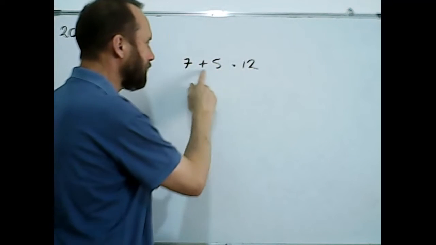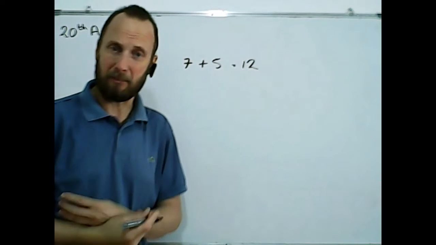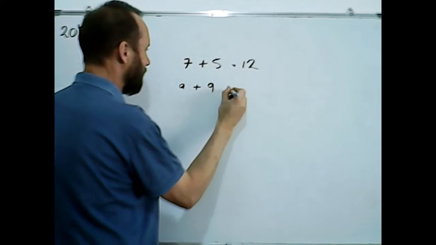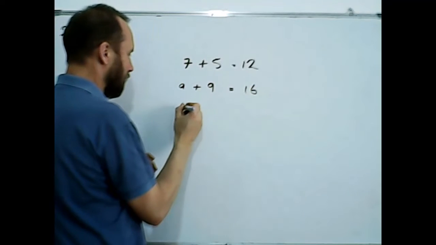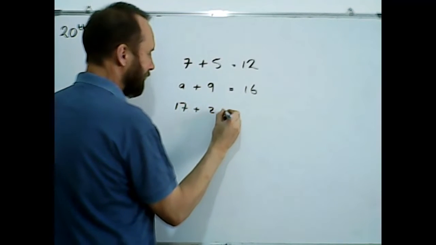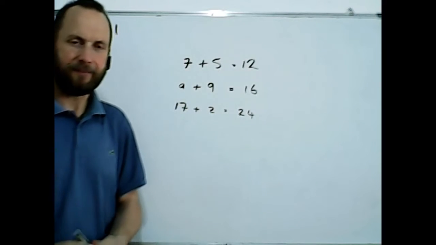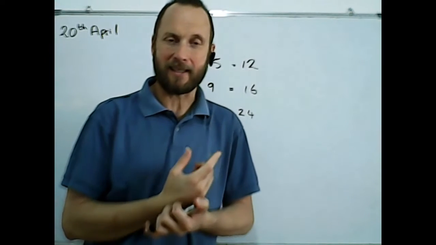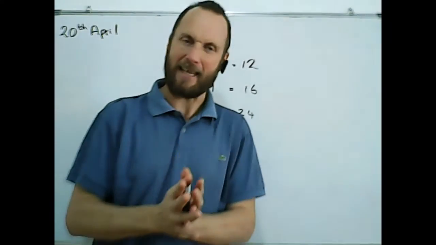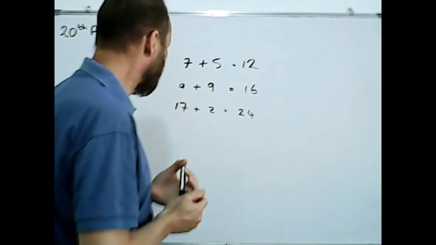Equations are when we don't know one of these numbers, and we use letters instead of numbers. So we have a plus 9 equals 16, or 17 plus z equals 24. And generally these sorts of questions in your exams and in your tests, basically they'll want you to find out the value of x or the value of y.